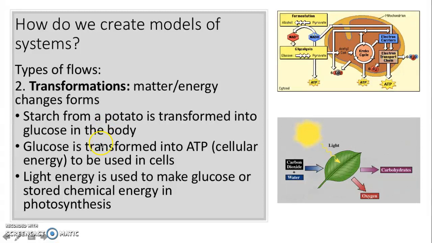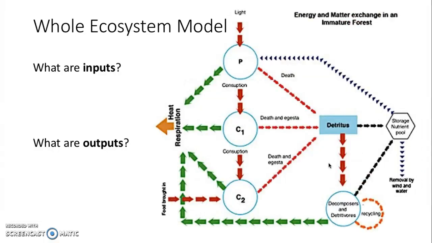Then even if we zoom into our cells, glucose, that molecule, is not directly used within our cells either. It has to be transformed into ATP, which is used within the cells. If we look at our image over here, here we're talking about the transformation of radiation or solar energy into chemical energy or carbohydrates, which occurs in the process of photosynthesis in all producers.